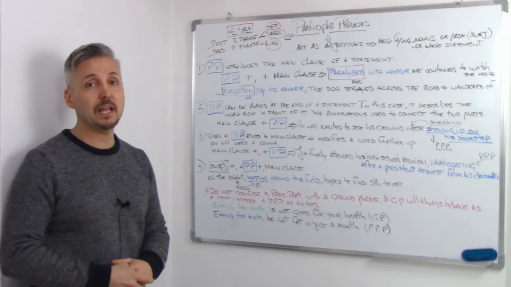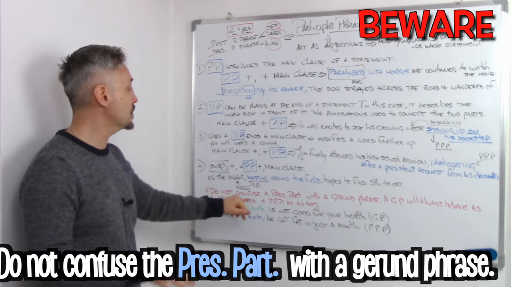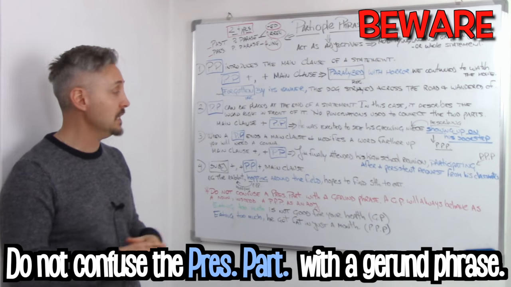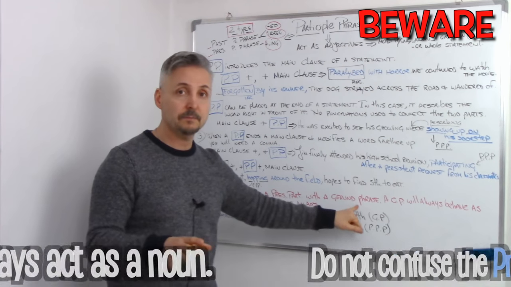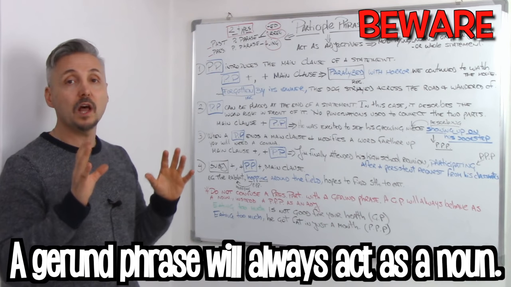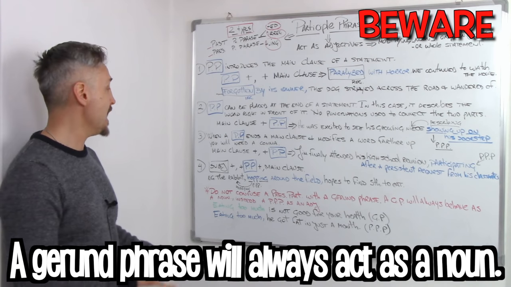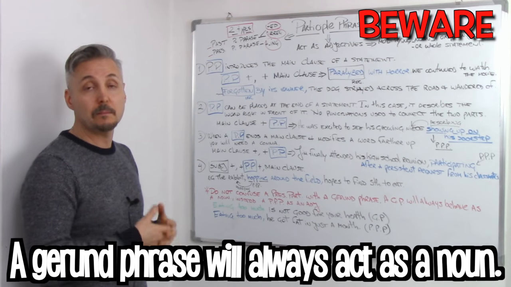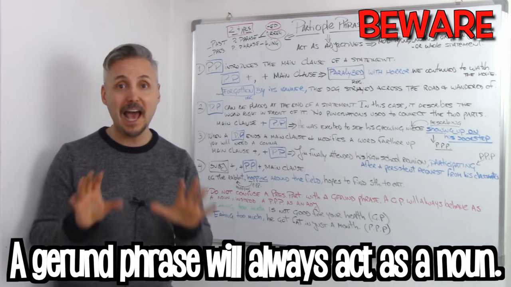One last thing I would like to mention. Do not confuse the present participle phrase, or the present participle in this case, with a gerund phrase. A gerund phrase will always act as a noun. Instead, we saw that the present participle acts as an adjective.